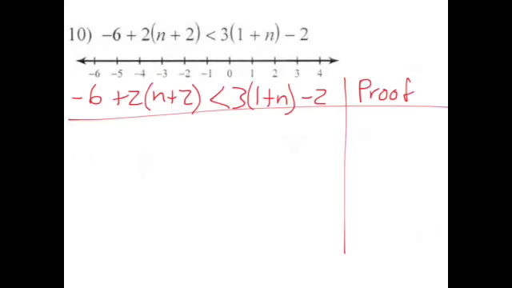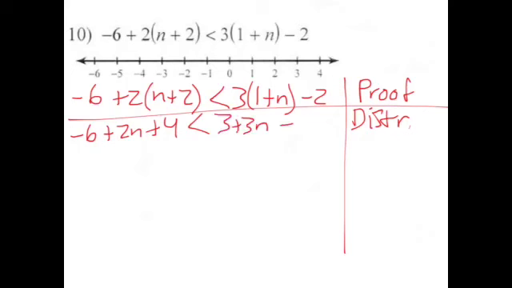And then our last one for today's assignment, I'm going to start out with the distributive property. So I'm going to distribute what's in front of the parentheses to get rid of it, to get negative 6 plus 2n plus 4 less than 3 plus 3n minus 2. I'm now going to simplify each side. I notice that 3 and negative 2 are going to make 1. 3n doesn't change. Negative 6 and 4 are going to give us negative 2.